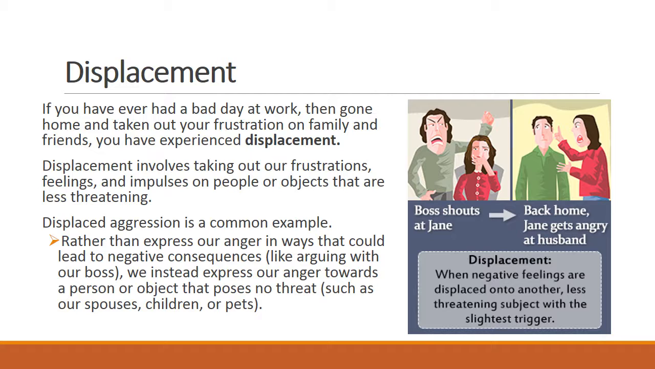Rather than express our anger in ways that could lead to a negative consequence, like arguing with our boss, we instead express our anger towards a person or object that poses no threat, such as our spouse, our children, or our pets. So you go home, you yell at the cat, and you tell the cat he's a jerk, and the cat just sits there, stares at you, and licks its butt. Well, you're displacing your anger, but in a less threatening way, because the cat's not going to care what you're saying. When we displace our anger onto our spouse or our children, then it does have negative consequences for our home life.